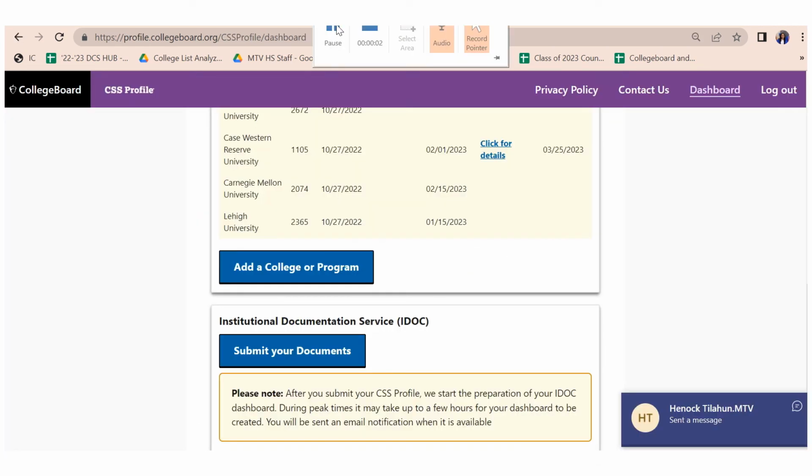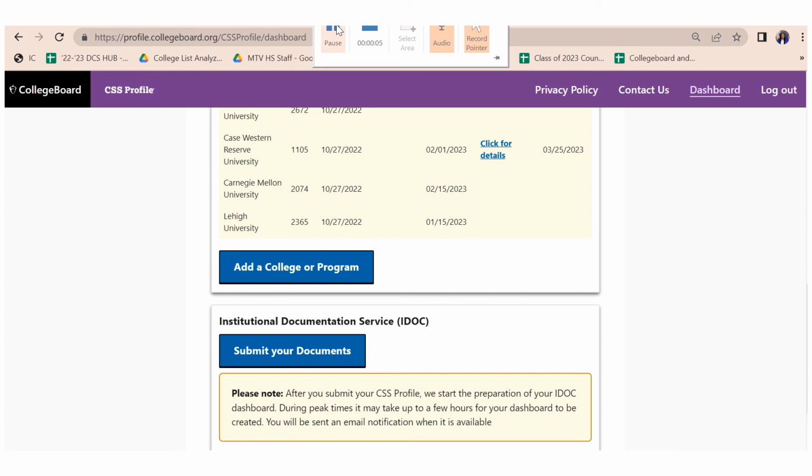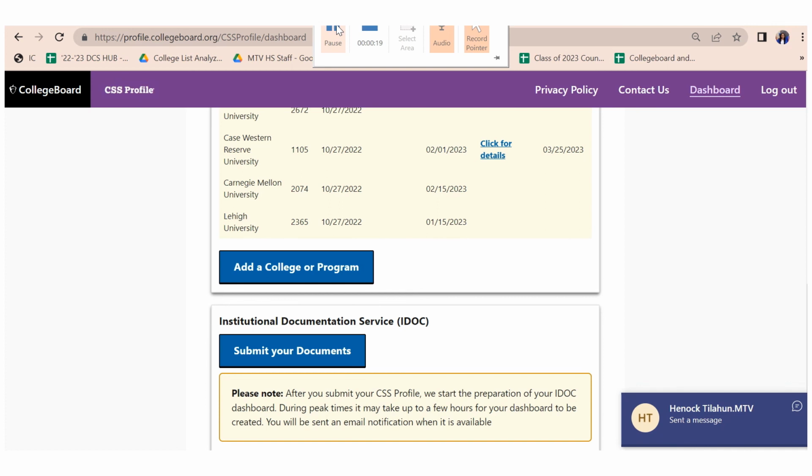And that is the end of this session about the CSS profile and iDoc. It is very important that from here your students are making sure to check their email, both their school email and their professional email, every day at least once, so you are aware of additional items that every college may need.